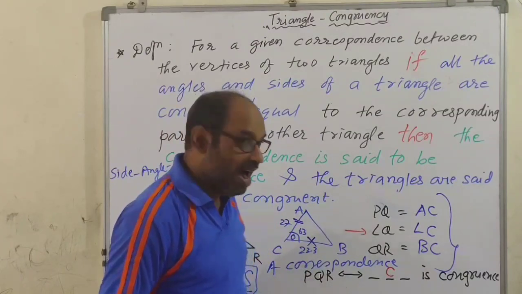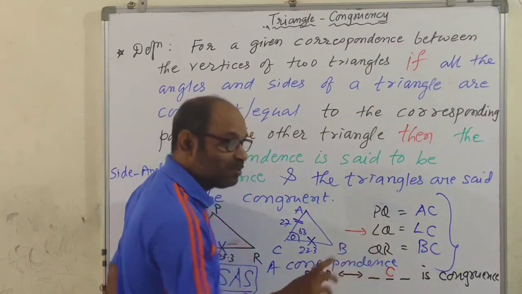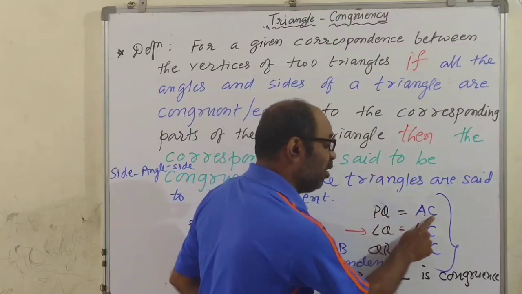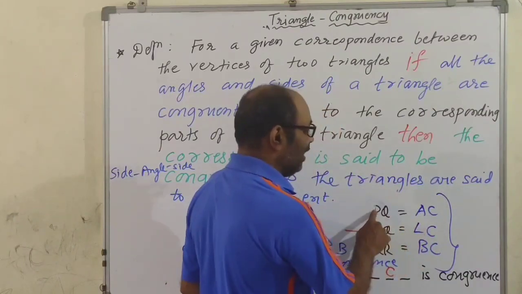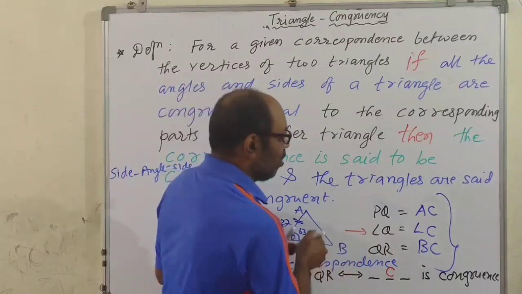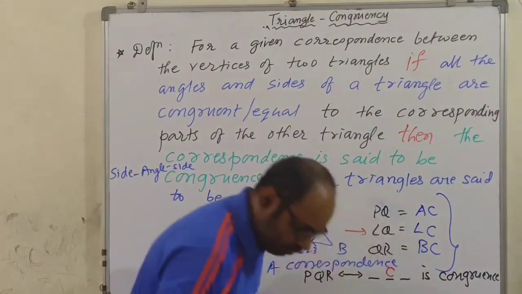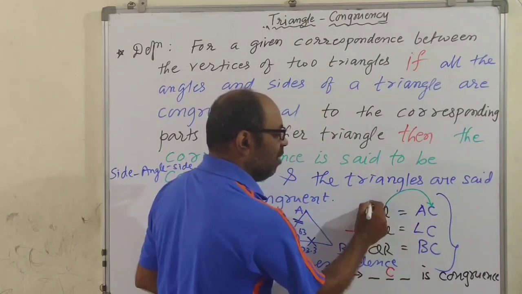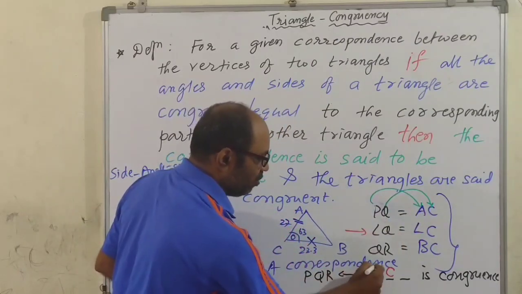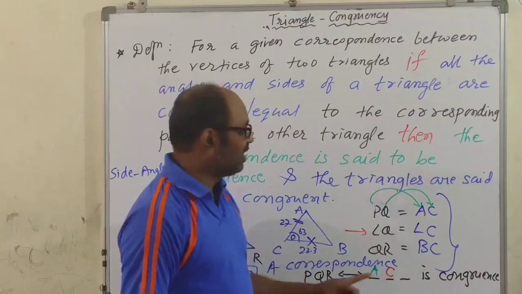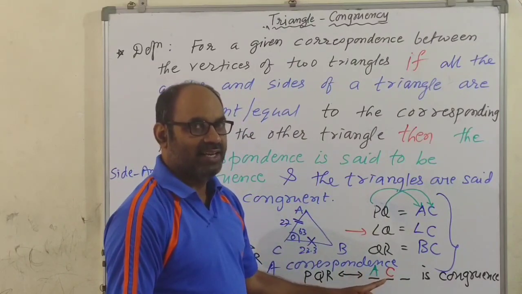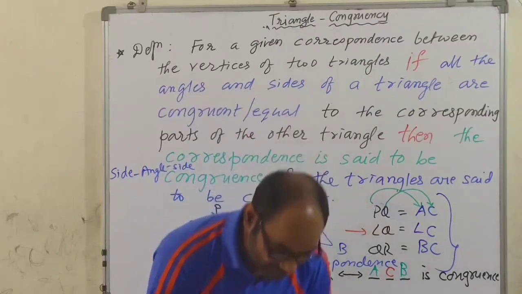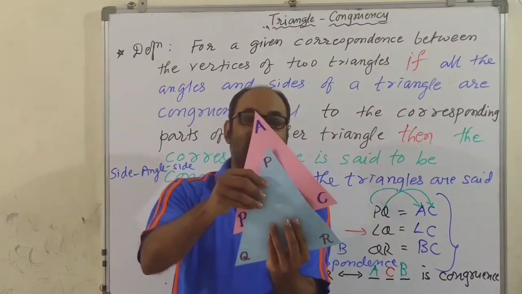But having known Q corresponds to C, this is for sure. Q corresponds to C. This is certain. So you can say P corresponds to A. Now what is missing? A and C from triangle ABC are already included. So what is left? B. So PQR corresponds to ACB is congruence. You can see that, children.